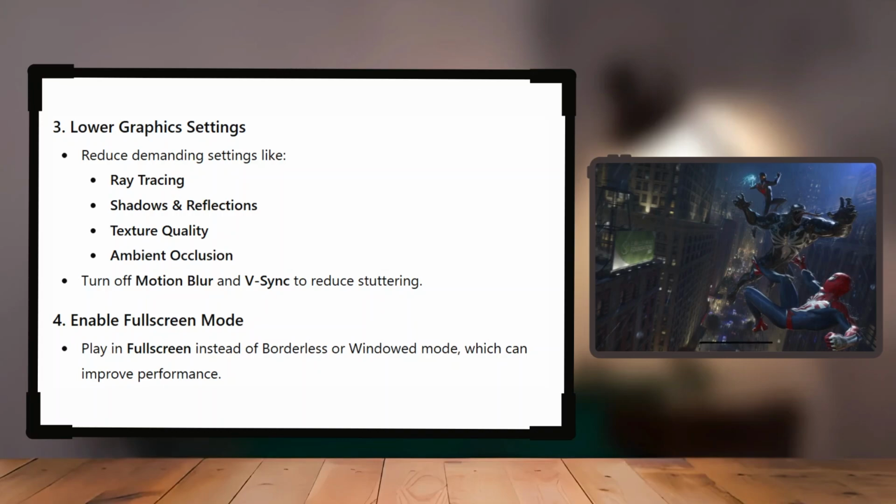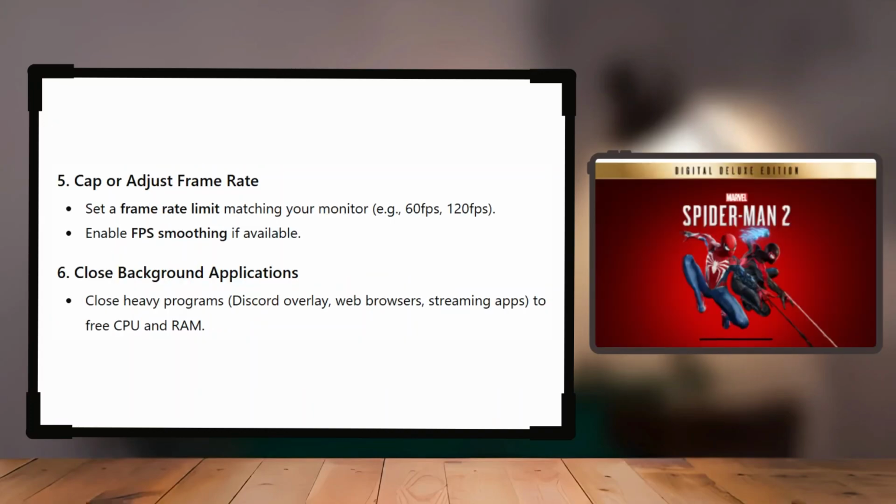Next, play in full screen instead of borderless or windowed mode, which can improve performance. Then set a frame rate limit matching your monitor, e.g. 60 FPS, 120 FPS. You can enable FPS smoothing if available.